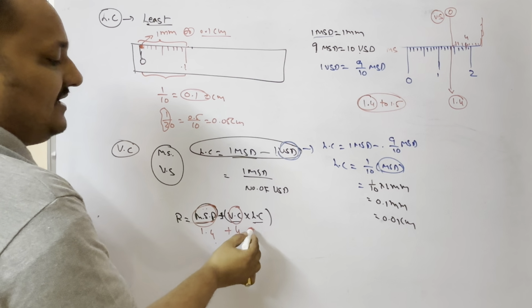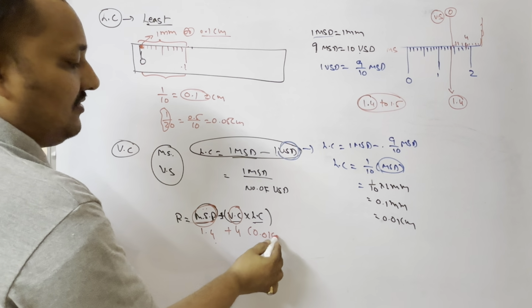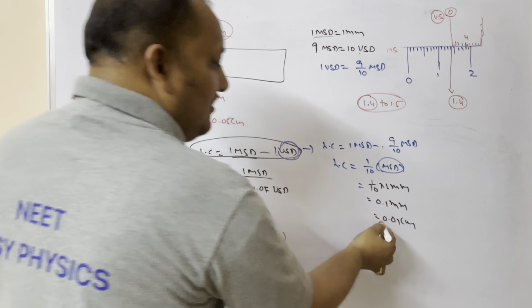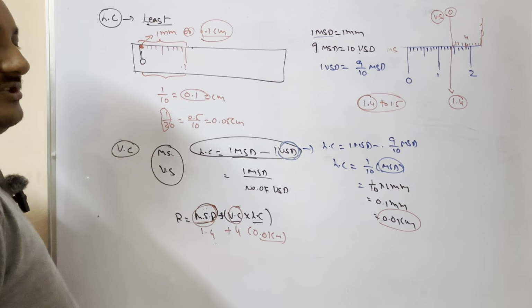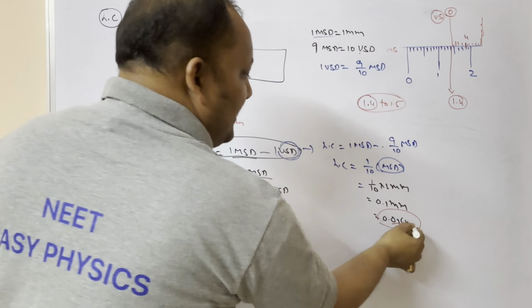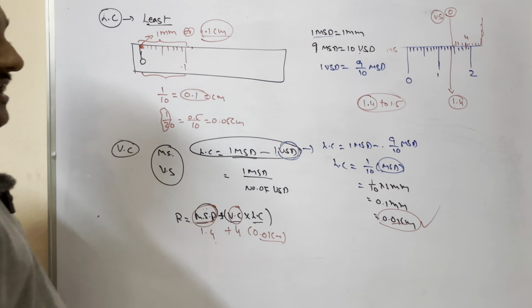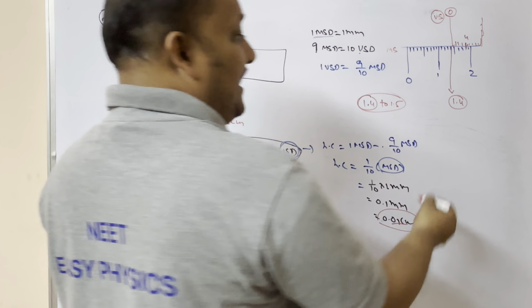So the least count value is 0.01 centimeters. So for the normal scale it is 0.1, for the Vernier caliper it is 0.01, which is the most precise value. So this is how to take the reading, and if an error is there, how to solve the error.